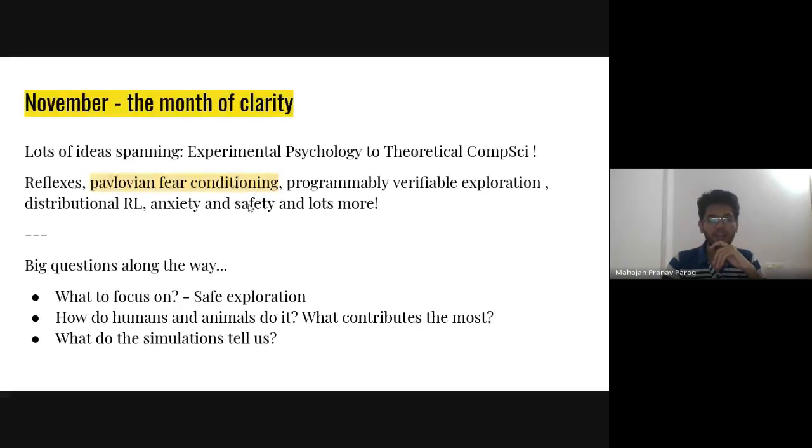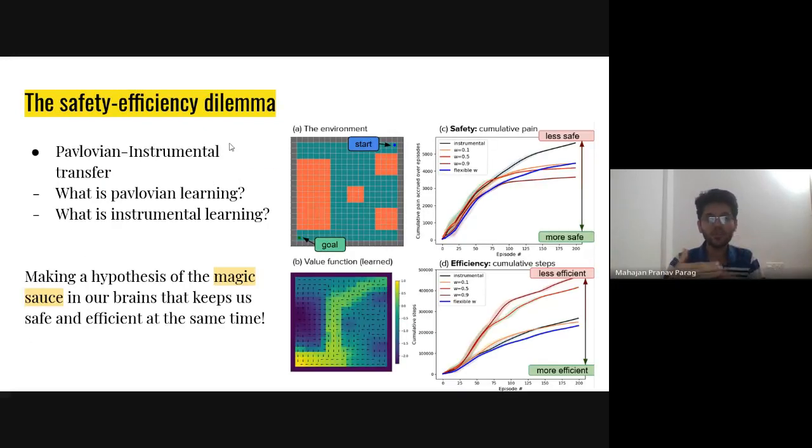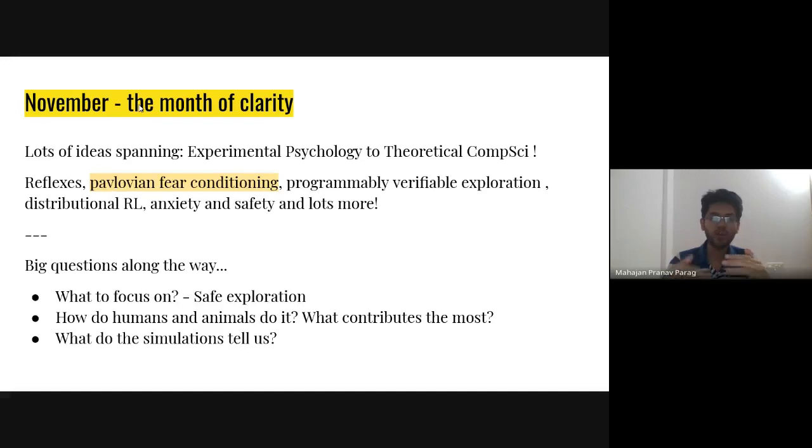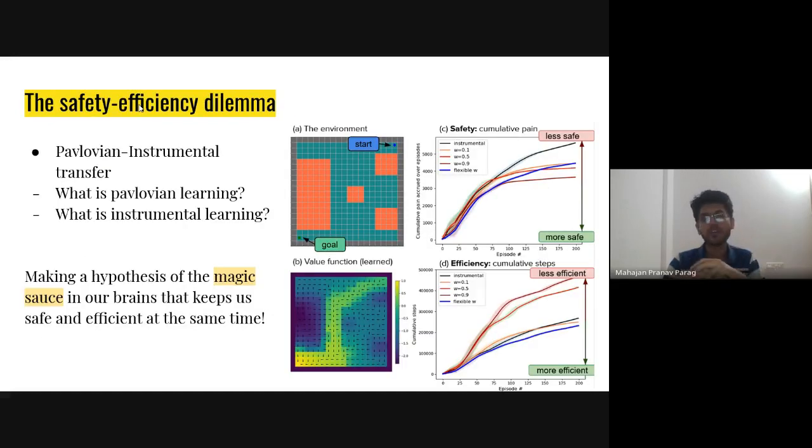And then, what do the simulations tell us? Because anything that the simulation tells us, we can take further later to test it with actual human subjects. And with the Pavlovian fear conditioning, we narrowed down on Pavlovian instrumental transfer, which is something my professor is too excited about. Since 2005 or so, he has been working on this.